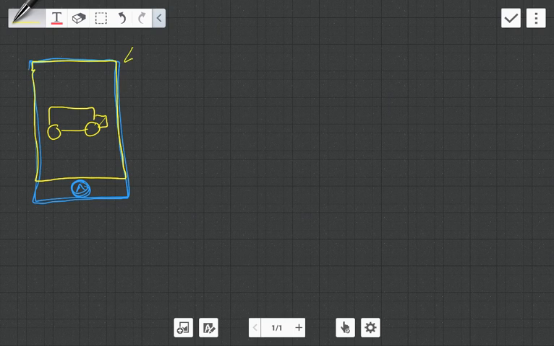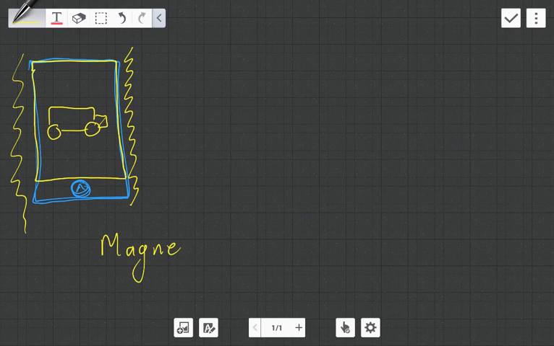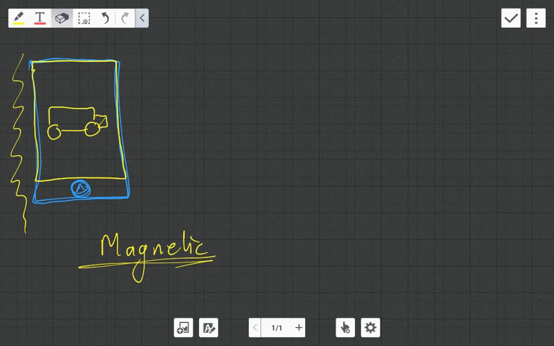What my other idea is, what if the sides of your device were magnetic? Okay, so what that means is, if somebody else comes along with another device, so let's see if I can copy this.